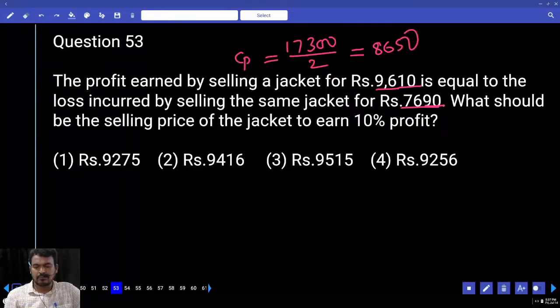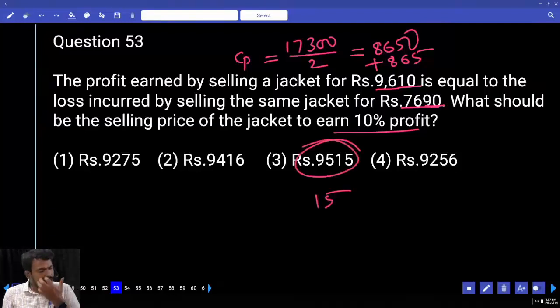Cost price. But we require again a 10% profit, then we are adding the 10% value. What is the 10%? 865. At the end, 50 plus 65, ends with 15. Which option? Third option. Or 10% profit means it will be 110%. Then the answer must be a multiple of 11. We require selling price, that will be 110%, means we require 11. First option is an 11 multiple? No. Second option? Yes. Third option? Yes. Two options are.